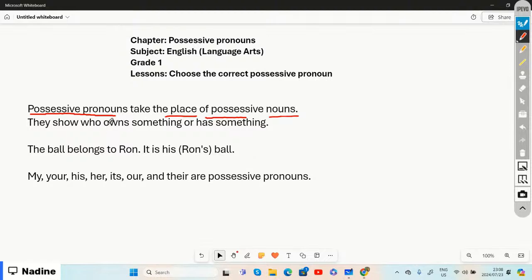And possessive pronouns show who owns something, or who has something. But now instead of saying the person's name, we are going to be using a pronoun such as my, your, his, her, its, our, and their.